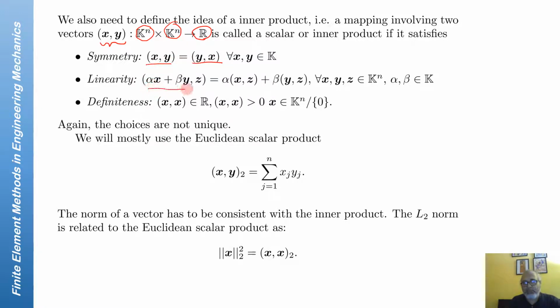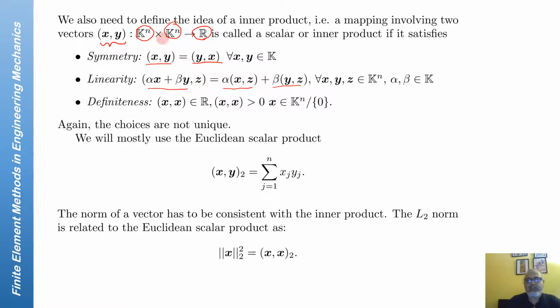If you take a linear combination of two vectors and multiply by z, then it is alpha xz and beta yz. So for definiteness, the inner product of a vector with itself, x comma x, will generally be greater than 0 unless x itself is 0.